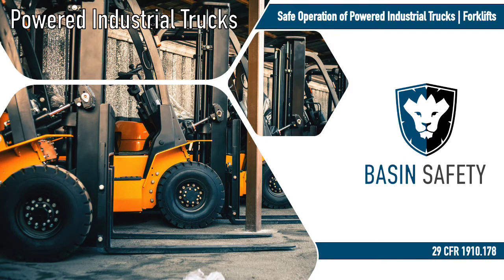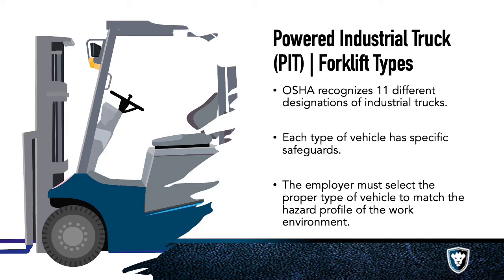So starting with forklifts, again, this is 1910.178. We're going to talk about the safe operations: how to inspect them properly, drive them properly, and then also use them properly with different stickers and different things that need to be on the equipment, what the inspection procedures need to cover, etc. So there are a lot of different types of industrial trucks.